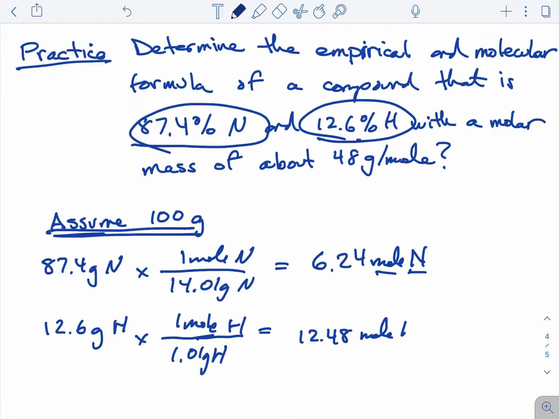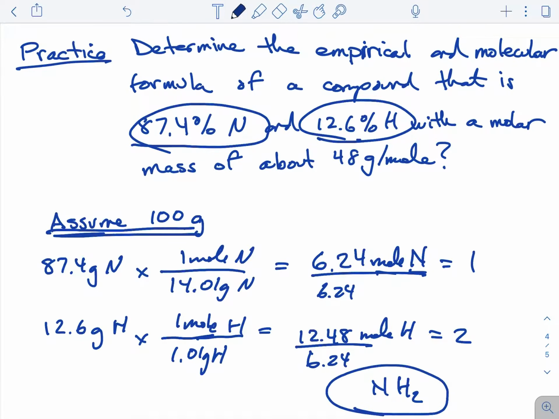We have that many moles of hydrogen, and then we divide by the smaller one, which is the nitrogen, and that's going to be 1, and that's going to be 2. All right, so our empirical formula then is going to be NH2. If it makes you happy to write the 1 there for the N, go right ahead, but if it bothers you or you don't like it, it's just as good, if not better, without the 1. Okay, so that's our empirical formula.